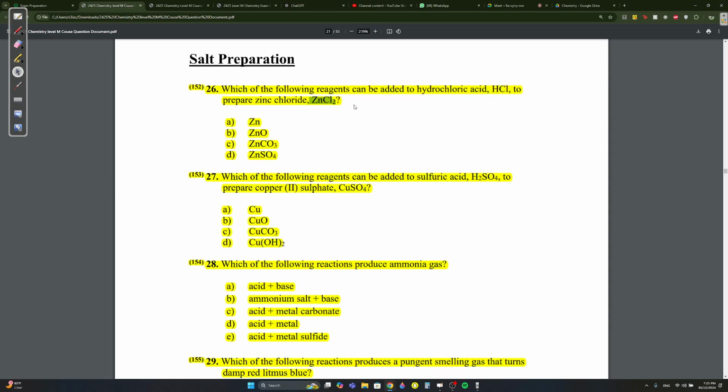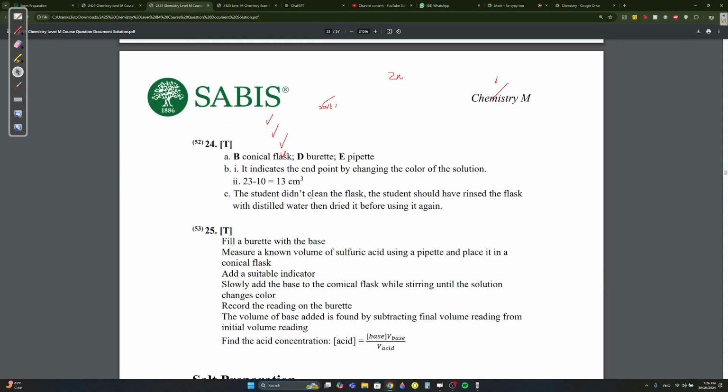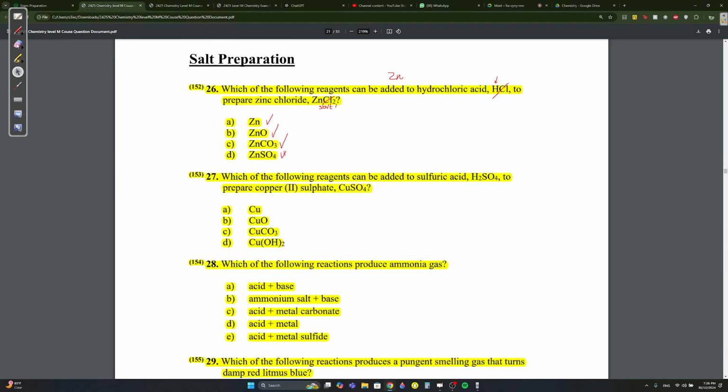Acid plus something gets me salt. This is a salt. We need to add something to HCl to get zinc chloride. Obviously, the Cl cancels Cl. We need something with zinc. Acid plus what gets me salt? Acid plus metal. Acid plus metal oxide. Acid plus metal carbonate. I don't think it's D though. I think it's just ABC, right? Yeah, it's not D.